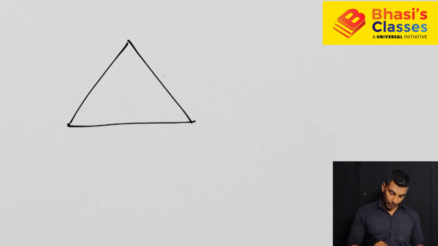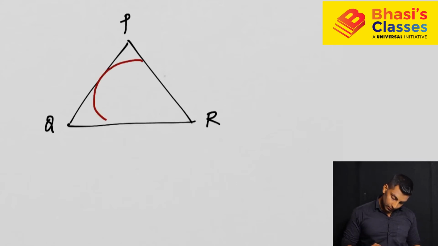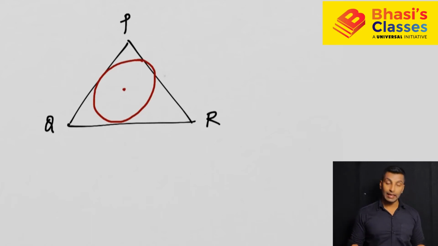Okay, one more question. You have a triangle PQR, and the incenter is given. So O is the incenter, and keeping that as center, you can draw a circle. Basically, this point O is the incenter.